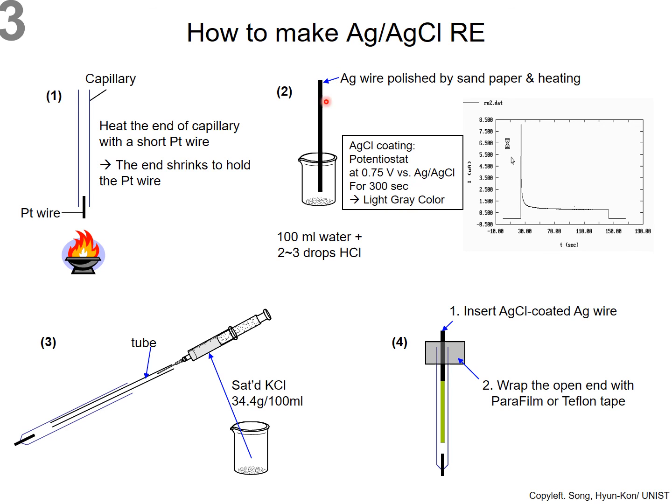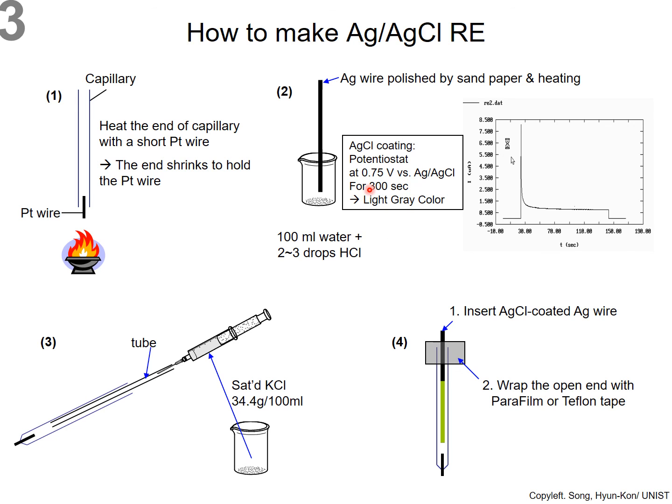Here is the silver wire. Polish the silver wire with sandpaper and then heat it. Then put the silver wire into the hydrochloric acid. You can make the hydrochloric acid solution by introducing 2 to 3 drops of concentrated hydrochloric acid into 100 milliliter water. Then apply a constant potential at 0.75 volt versus silver chloride.